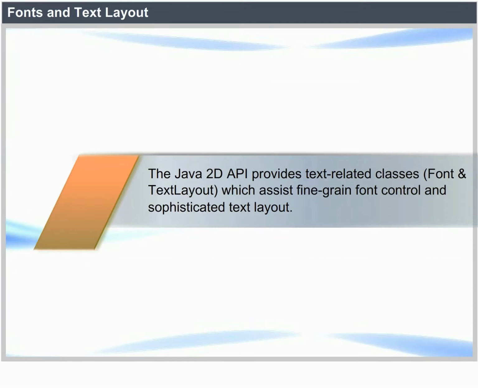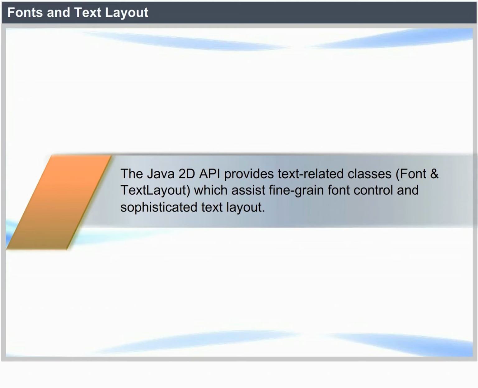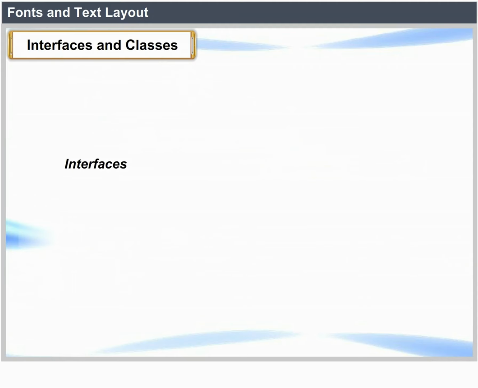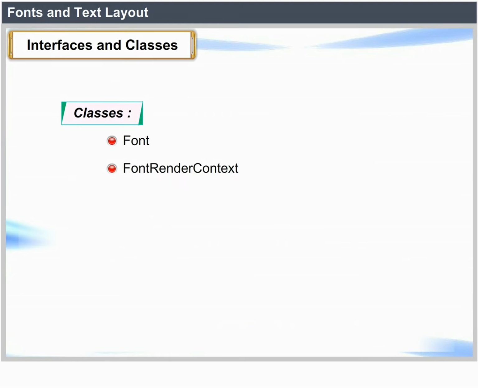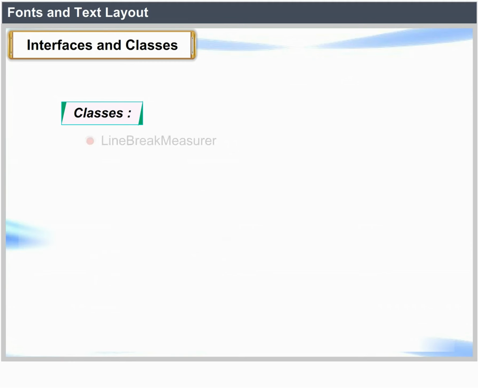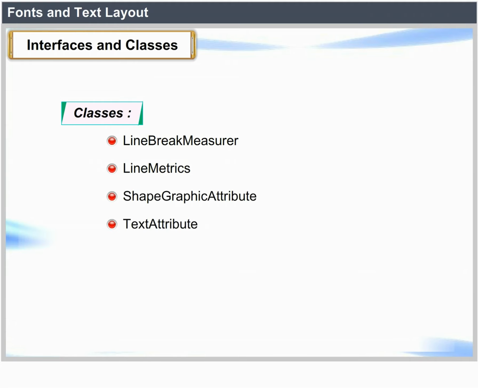Fonts and text layout. The Java 2D API provides text-related classes, that is Font and TextLayout, which assist fine-grained font control and sophisticated text layout. Interfaces and classes. Interfaces: MultipleMaster, OpenType. Classes: Font, FontRenderContext, GlyphJustificationInfo, GlyphMetrics, GlyphVector, GraphicAttribute, ImageGraphicAttribute, LineBreakMeasurer, LineMetrics, ShapeGraphicAttribute, TextAttribute, TextHitInfo, and TextLayout.